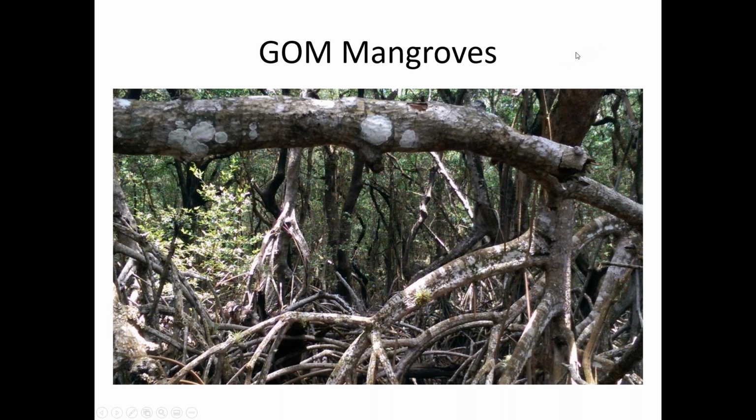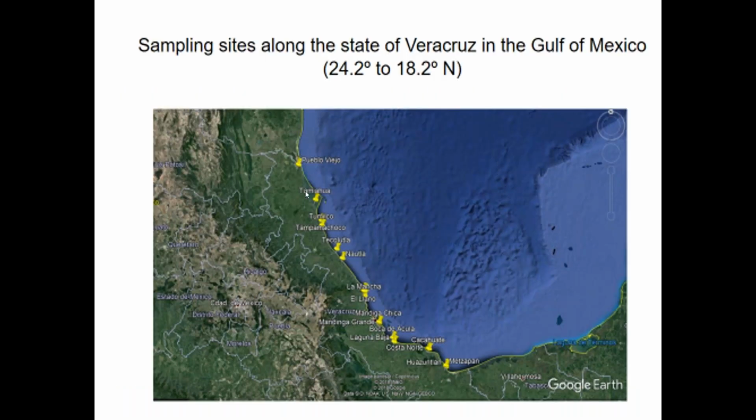megagrams. Okay. I will speak about the Gulf of Mexico mangroves. This is only one of the types of mangroves that you will see. There are several communities formed by a very small number of species, 4 of them in the Gulf of Mexico. And I'm showing you here in these yellow dots the sampling sites in the state of Veracruz, which is right in the middle of the Gulf of Mexico. And this area occupies more or less 6 degrees of latitude.